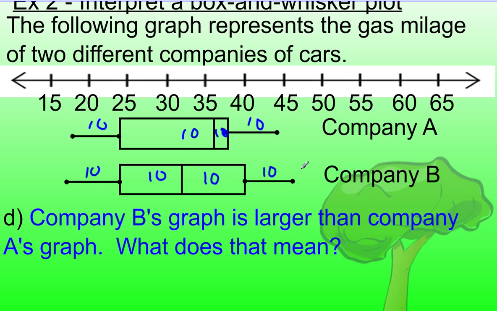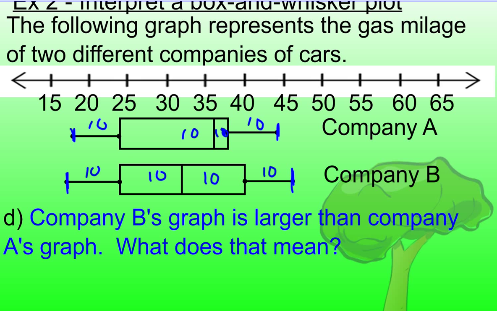Remember range, the biggest minus the smallest? Well, the biggest minus the smallest for Company B is bigger than the biggest minus the smallest here. So Company B has a bigger range. They're more spread out. They're not all jam-packed together. And that's what it means.